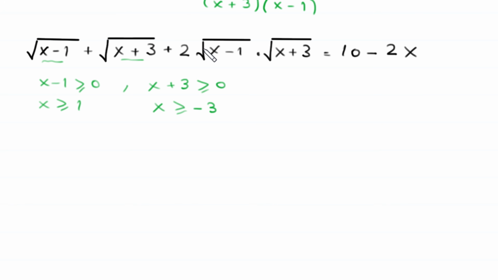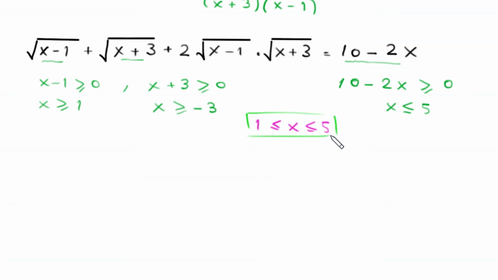And because this whole left hand side is greater than or equal to 0, the right hand side, 10 minus 2x, must be greater than or equal to 0. This implies that x must be less than or equal to 5. If we combine these three, we get the domain of the equation: x must be less than or equal to 5 and x must be greater than or equal to 1. This is the domain of this equation.